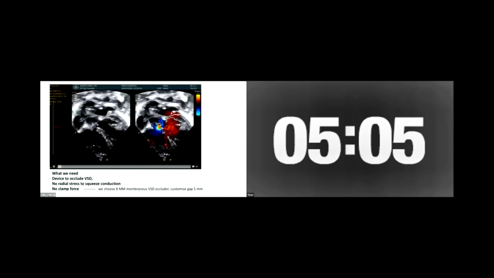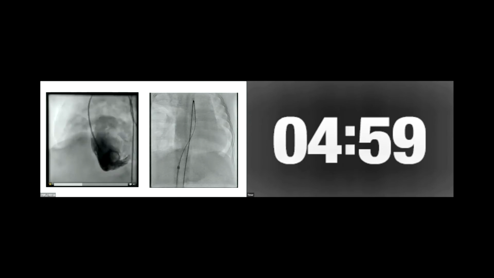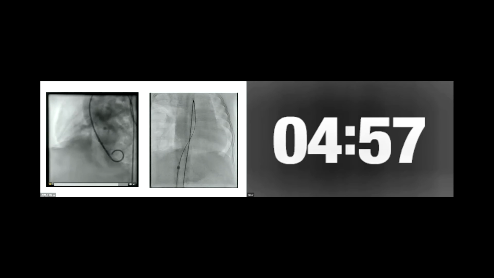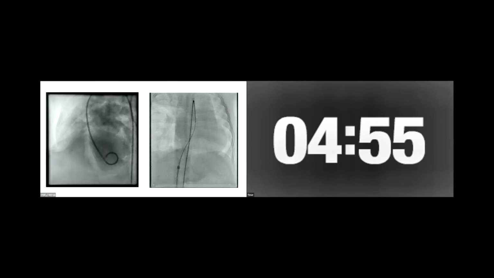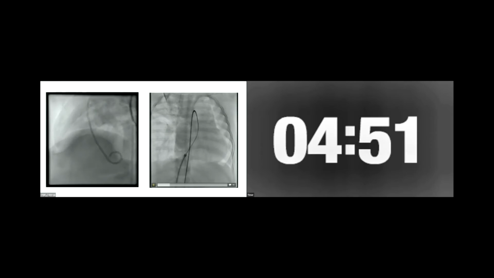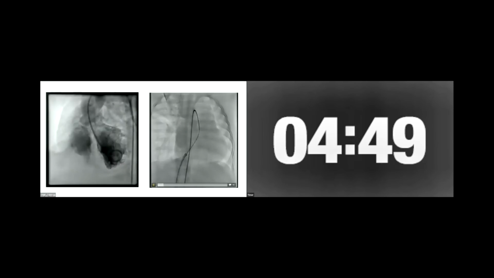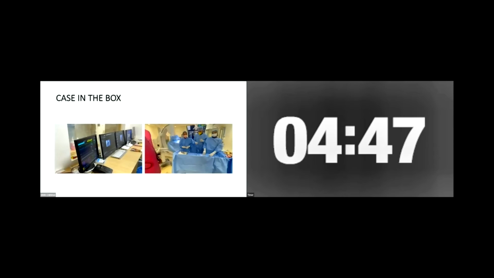The child is only 5.2 kg, and we decided to choose an 8 millimeter membranous VSD occluder with a customized gap of 5 millimeter to avoid the clamp force. We went antegrade, since the advantage is that every center is doing the RV crossing, so there is no AV loop formation, and the time is also not much different. This is the LV angiogram. Ideally, this is prepared as a case for the box session.